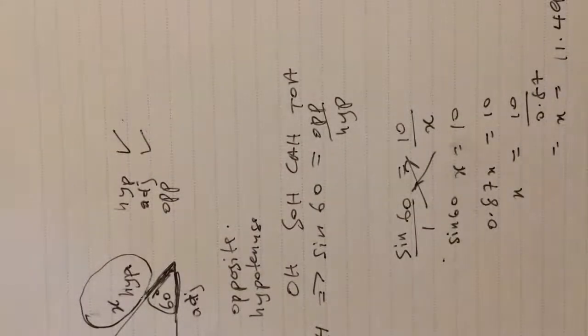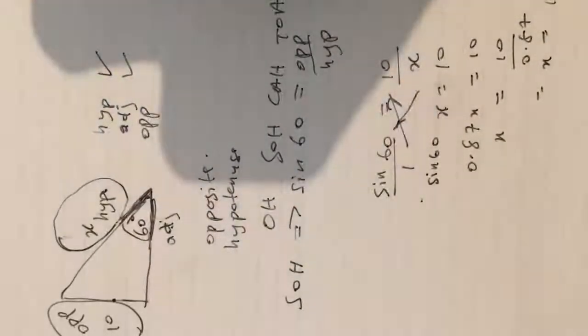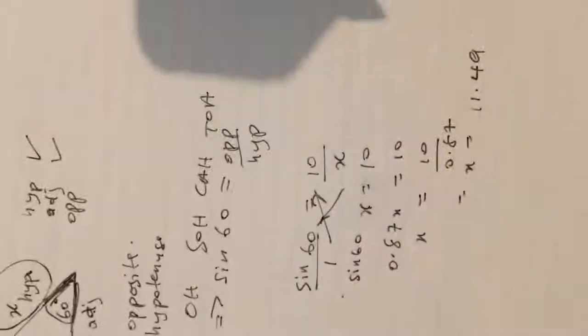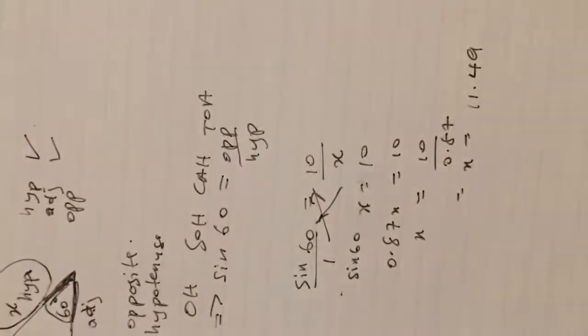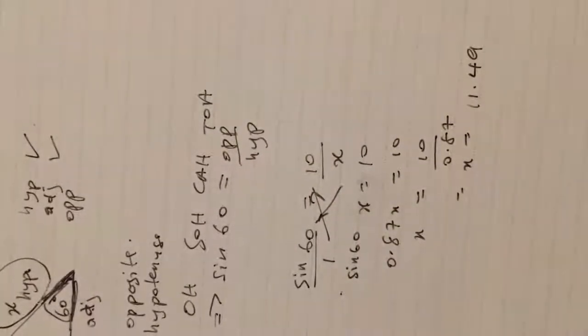Alright, so that's it for those types of questions. No, Linny, you're supposed to divide. I think you did it the opposite way. You're supposed to divide the 10, so you're going to divide the 10 by 0.87. So you just identify the sides, identify which two sides are important, and then you solve for the missing side as 11.49.